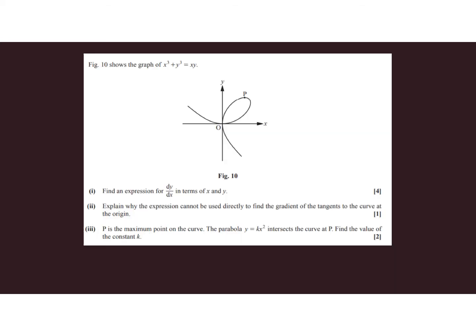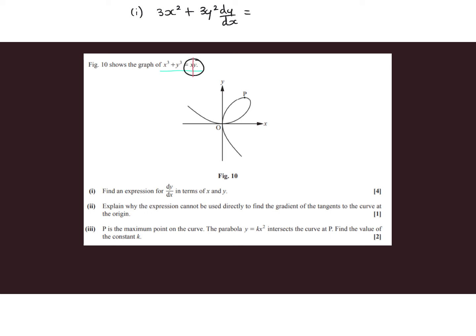So, second question, we have some implicit differentiation here. You can see the function defined up above. So first of all, find dy by dx for part 1. So differentiating each term, we have 3x squared plus 3y squared dy by dx equals, and then we've got to differentiate this using the product rule.